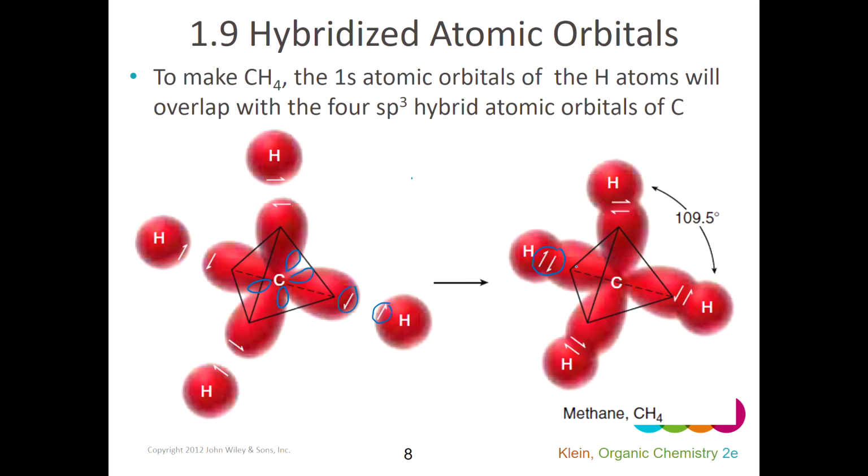It creates equivalent bonds, so every CH4 bond is equivalent to the others because we have 4 equivalent sp3 orbitals doing the overlap with the hydrogen atoms.